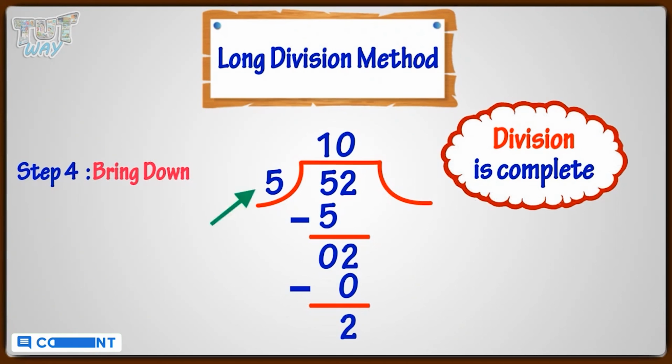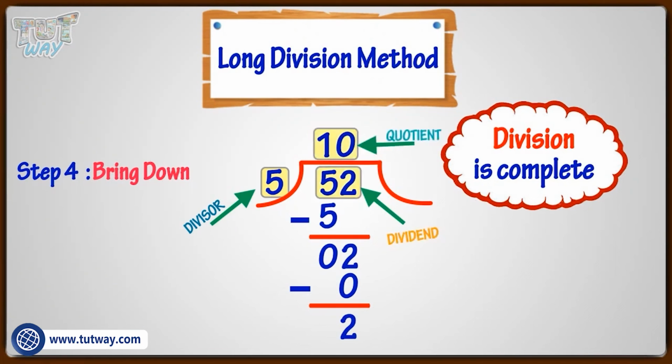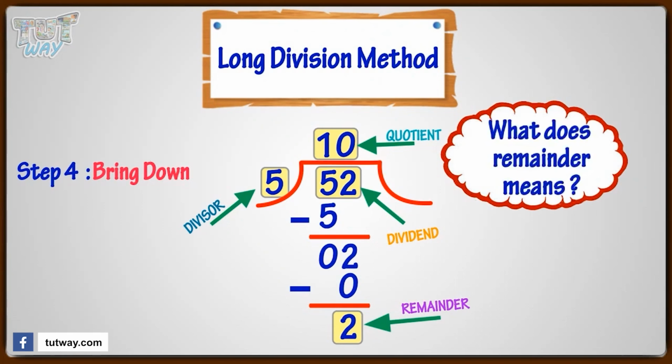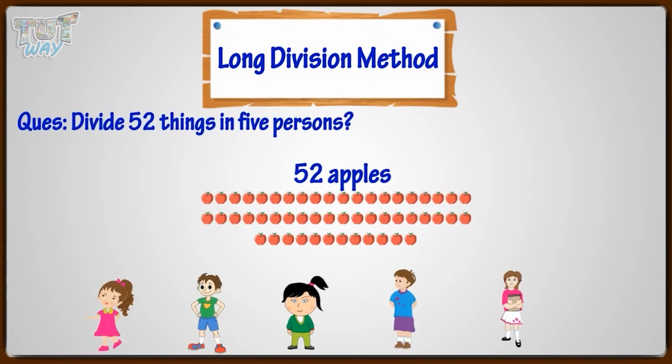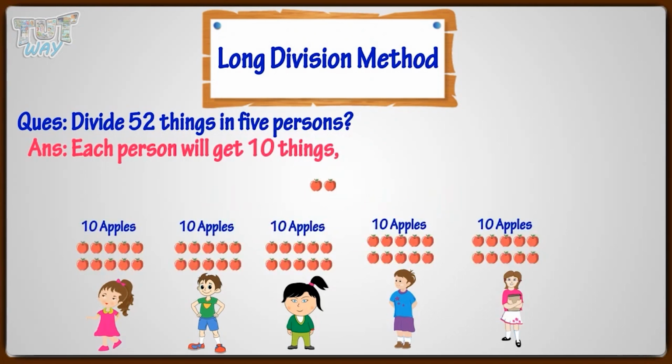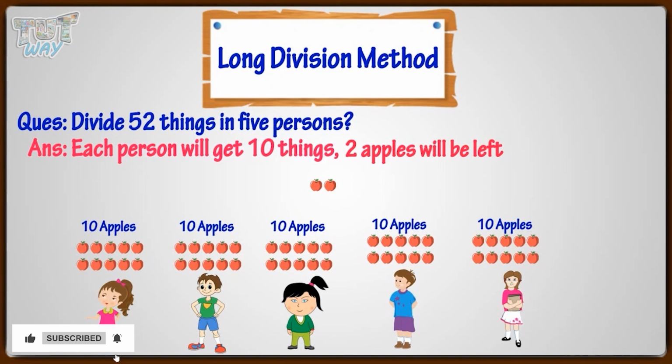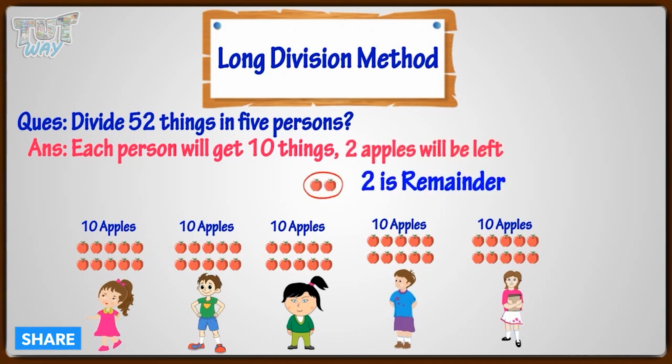5 is divisor. 52 is dividend. 10 is quotient. And the remainder is 2. Remainder. What does remainder mean? If we divide 52 things among 5 persons, each person will get 10 things, and 2 will be left undivided. So 2 is the remainder.